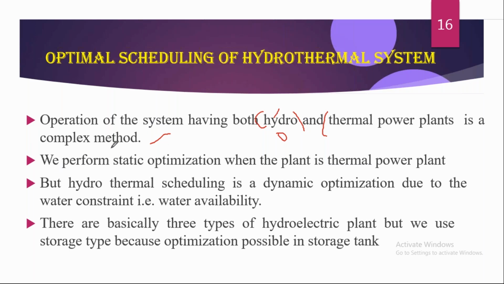If you want to resolve this complexity, we perform static optimization when the plant is a thermal power plant. So here we are going to use two optimization techniques: static and dynamic. For a thermal power plant, we go for static optimization. For a hydropower plant, we go for dynamic optimization. Hydrothermal scheduling is dynamic optimization. Why? Because it is a combination of both hydro and thermal, so it is called a hybrid system. And due to the water constraint, our water availability is one more constraint.